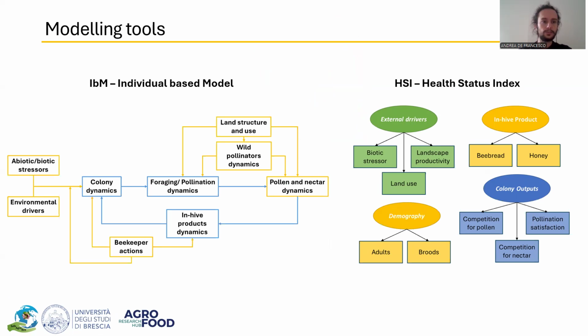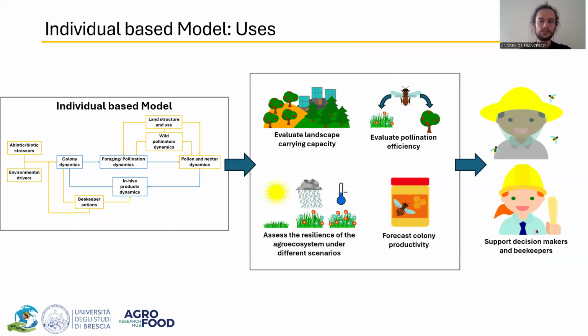These tools aim to help beekeepers better understand their hives, their surrounding environment, and how various factors interact to affect colony health and productivity. The first tool is the individual-based model, and it simulates the inner workings of a beehive. It tracks the hive's population dynamics, honey and bee bread production, and how these are influenced by the landscape and other pollinator species. Additionally, the model can simulate the action taken by the beekeeper, such as honey collection or supplemental feeding, and how external factors like weather impact the hive.